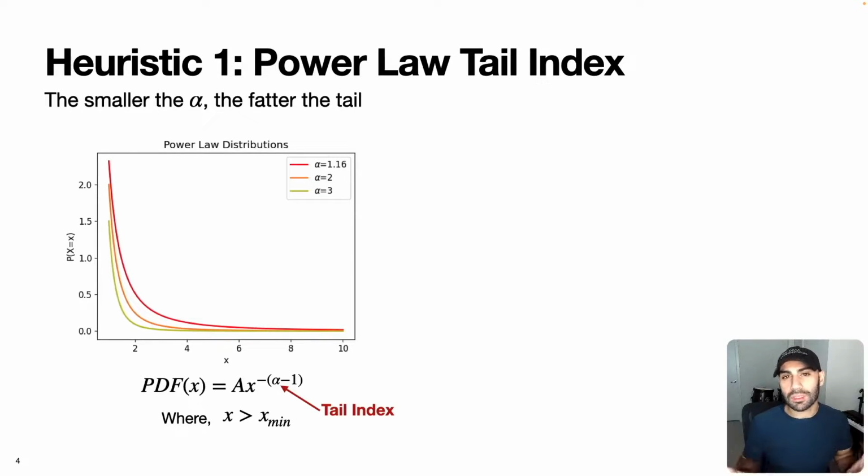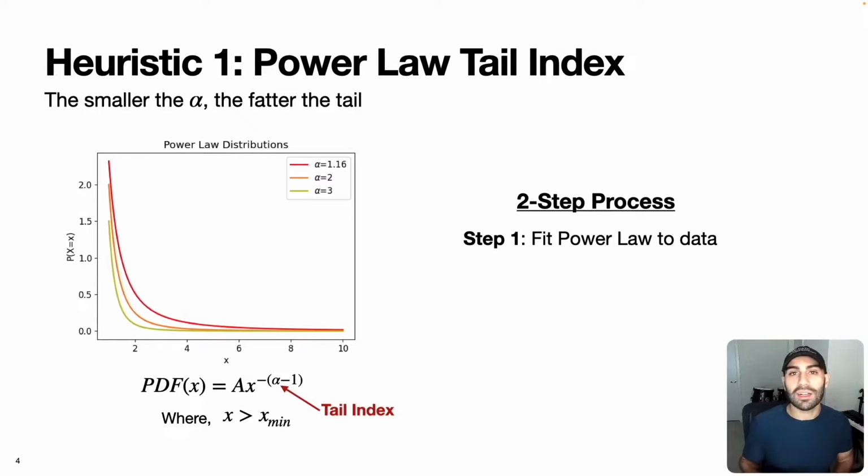So in practice, what this might look like is a 2-step process. Step 1 is to fit a power law to your data, and this is exactly what we did in the previous video of the series. And then step 2 is to extract the estimate for alpha. So while this might be a simple approach, it has one obvious limitation, which is if a power law doesn't fit your data well, then this technique is going to break down because the alpha value is essentially meaningless.